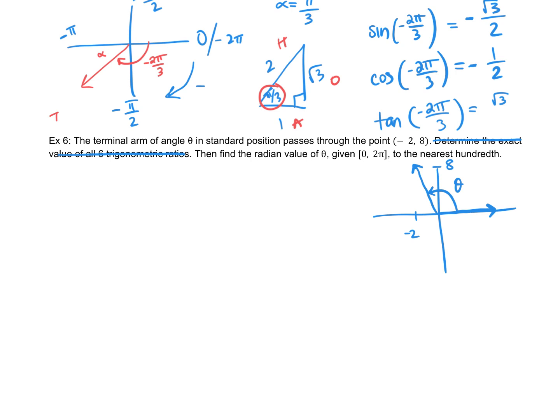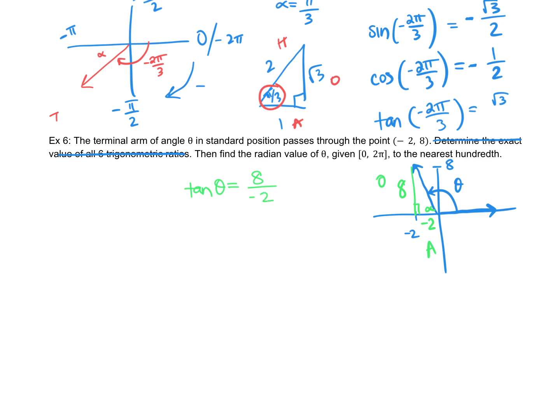But I'm going to draw a triangle here. And in this triangle, the base is negative 2, and the vertical is positive 8. Can I solve for my hypotenuse? Of course I can. I can do a quick Pythagorean theorem and find it, but I really don't need my hypotenuse. If my alpha is here, here's opposite and adjacent, I can set up a tan ratio. Tan theta equals opposite 8 over adjacent negative 2.